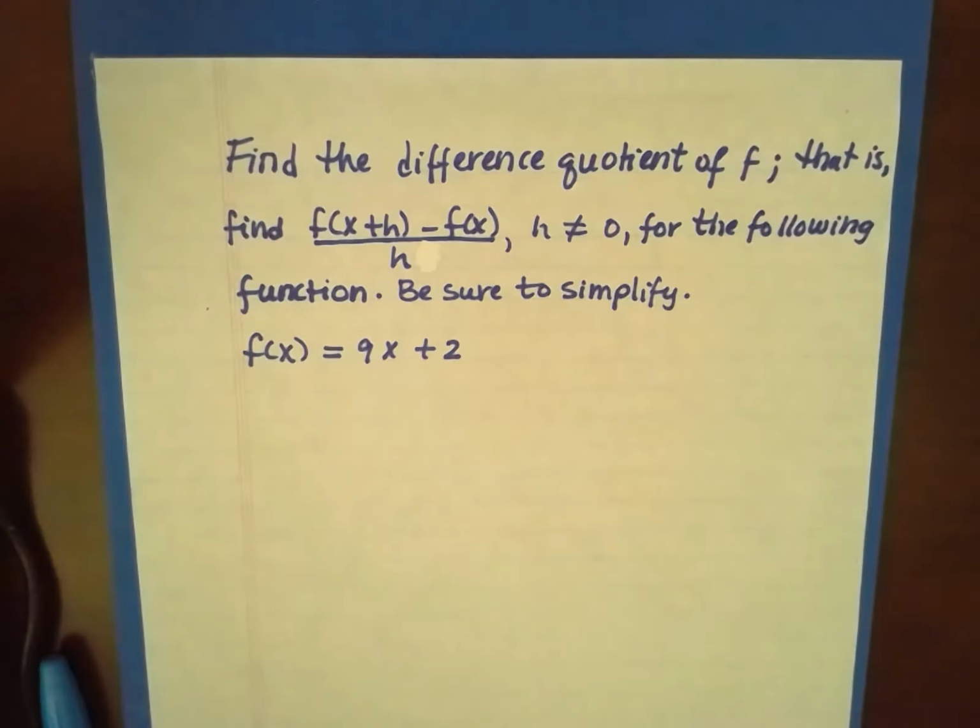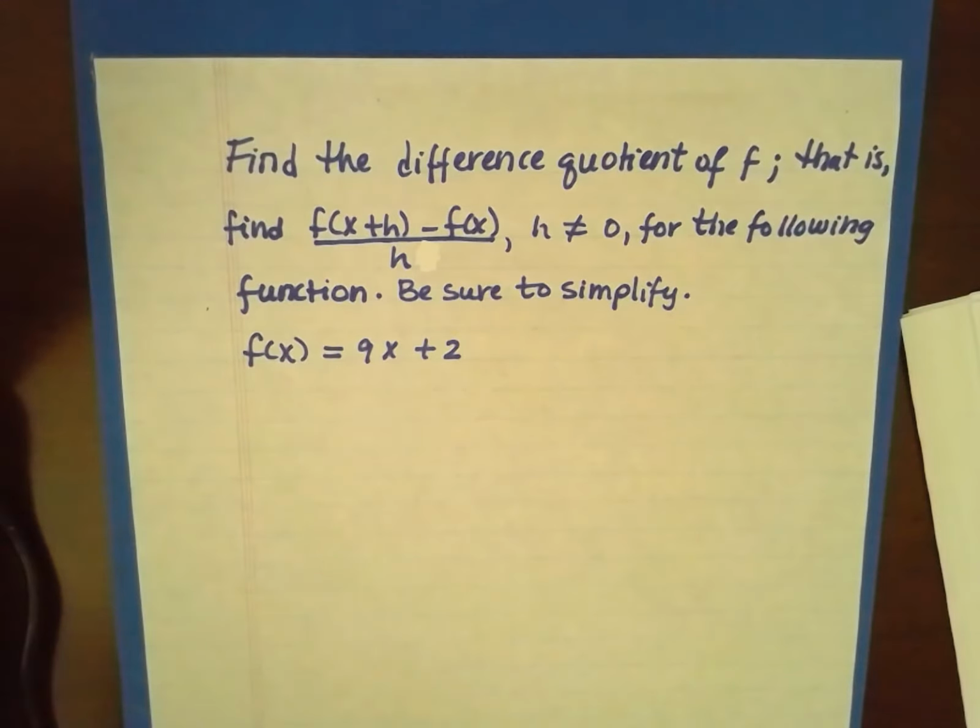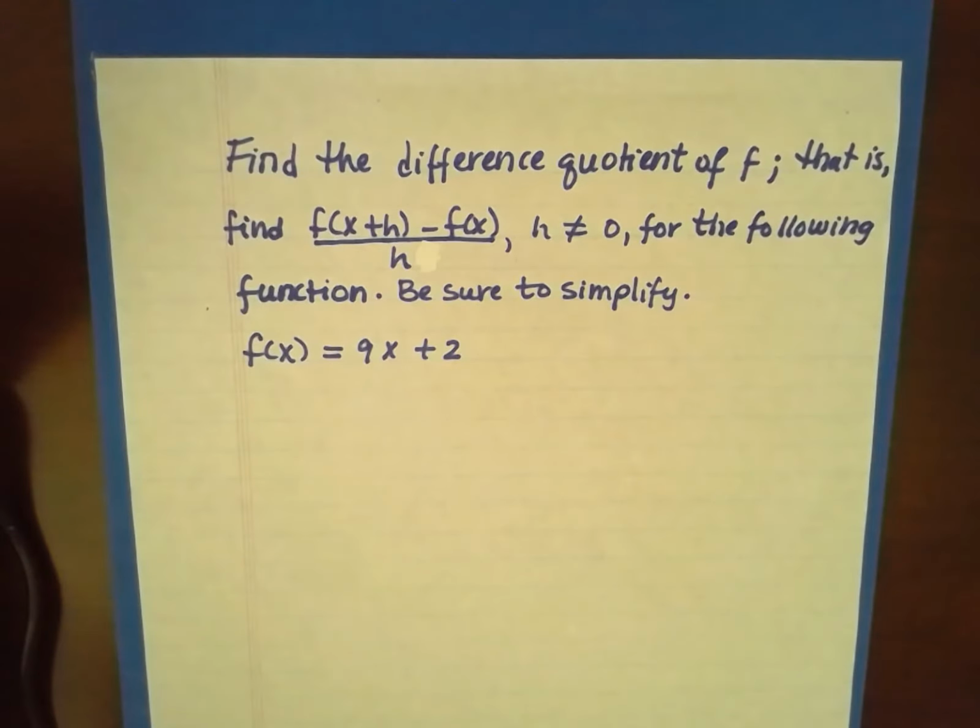In this video, we're finding the difference quotient of f. That is, find f of x plus h minus f of x, all divided by h, where h cannot be equal to 0, for the following function. Be sure to simplify. So to give you an overview, the difference quotient of a function is a measure of the average rate of change of the function over an interval h.